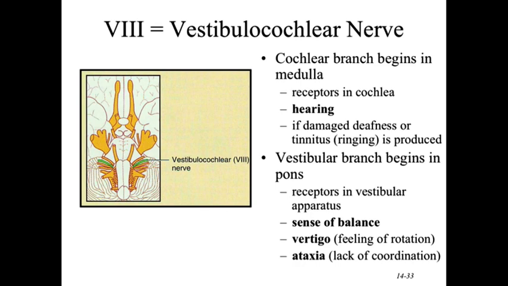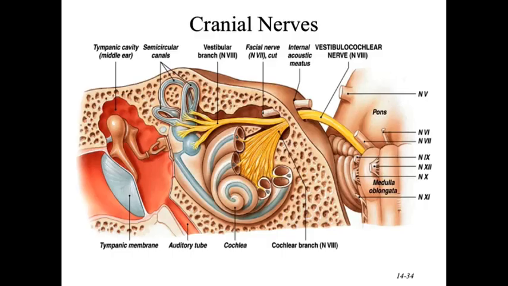So the cochlea is the receptors for hearing, and then the vestibular apparatus deals with the sense of balance. So vertigo can come from the feeling of rotation, from the vestibular branch, and ataxia is when your balance is off and people are walking with a wide-based gait, like when someone's drunk, they've had too much alcohol, they can't walk with their feet close together, so they walk with the feet apart. That's called an ataxic gait. It's the lack of coordination.